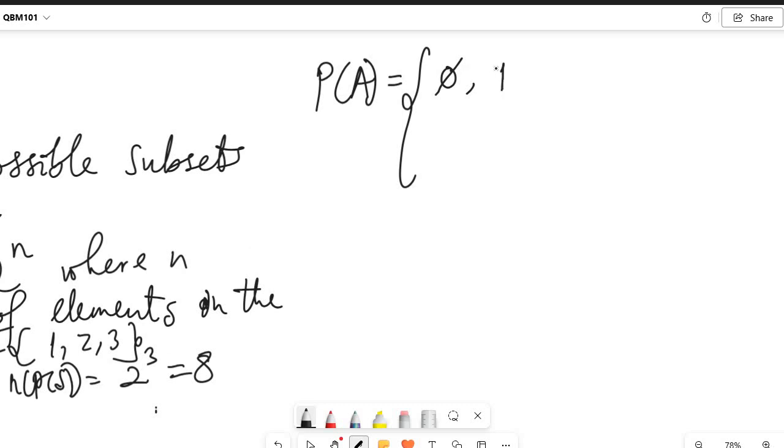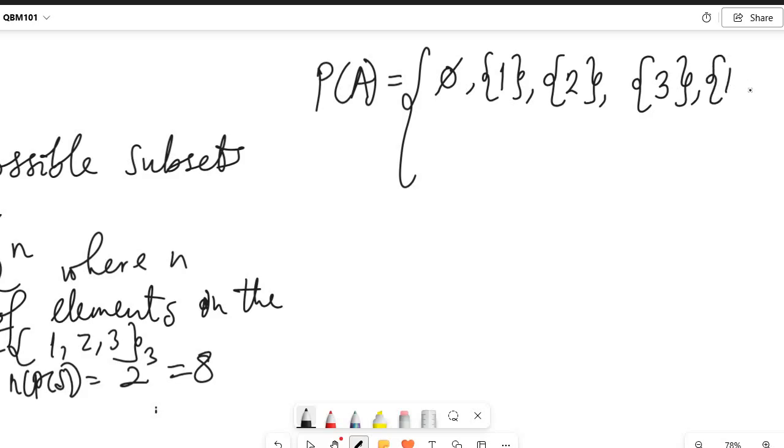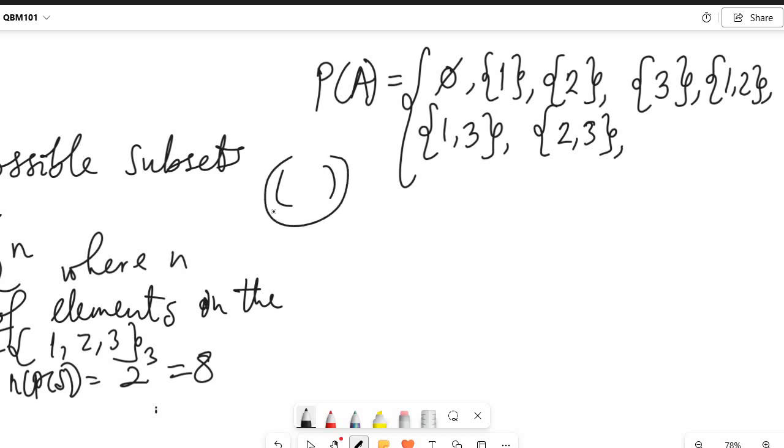Now you could have {1} as a subset, likewise {2} and {3}. Now you could have {1, 2}, {1, 3}, and {2, 3}. Somebody might be thinking you could have {3, 1}. No, you can't have {3, 1}. I told you repetition is not allowed in sets, so {1, 3} is the same thing as {3, 1}. Take note that these are curly brackets and not Cartesian brackets. This is where the problem is.